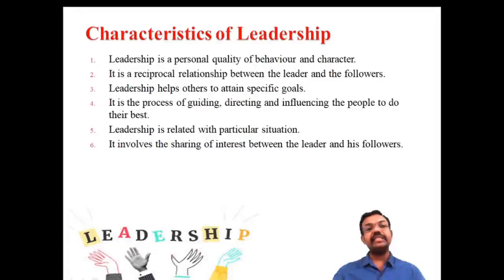What are the features or characteristics of leadership? The first important characteristic: leadership is a personal quality, a personal quality of behavior and character. Definitely, leadership is a personal quality. It's the behavior and character of a particular person. You have some personal traits influencing others. This is one of the important characteristics of leadership.